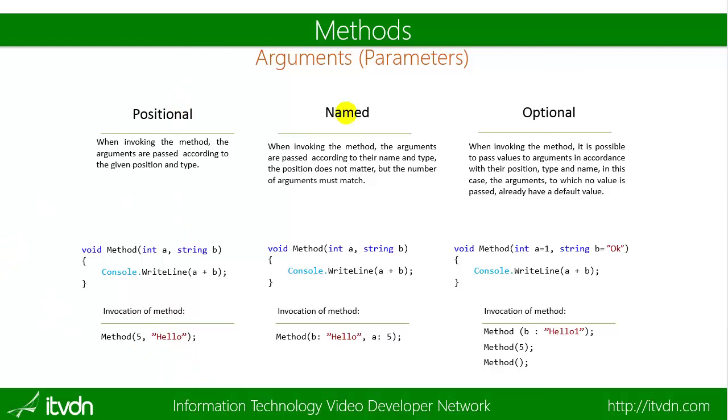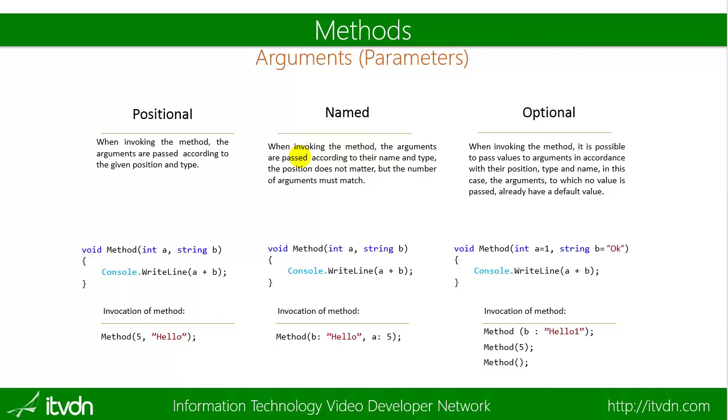In the named type, you can also invoke a method using its name. This is just an optional one. Whereas before we invoked the method using its position, now we can invoke it using the name. When invoking the method, the arguments are passed according to their name and type. The position does not matter, but the number of arguments must match.